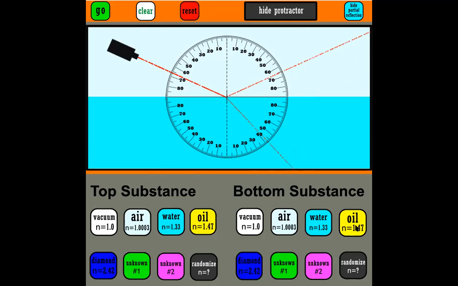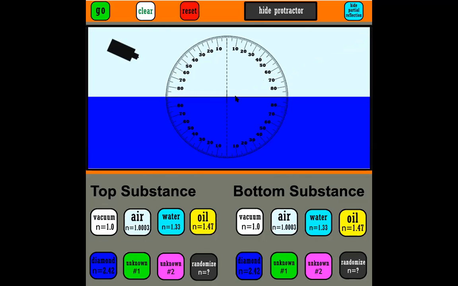If I change the substance to oil, a larger index of refraction, it should have a greater change in direction. So my angle of refraction should get smaller, right? The slower it goes, the more it's going to bend. So it was 42 through water. Oil, the index of refraction is a little greater. It's now 37 degrees.